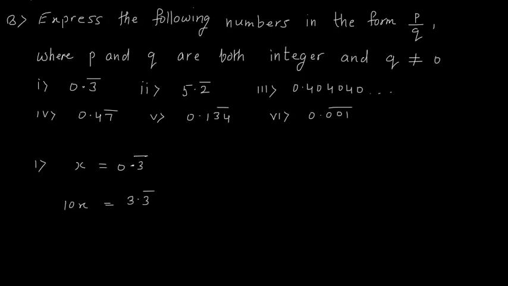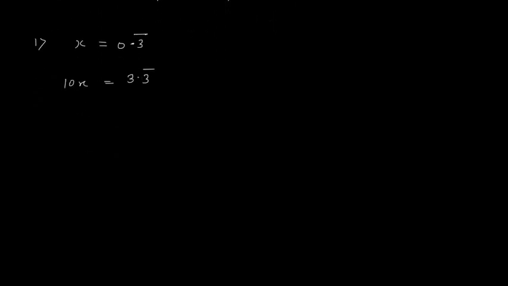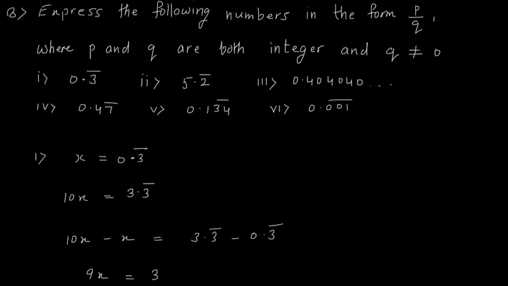Now 10x minus x, when we subtract from 10x, we subtract x. So here on right hand side, it is 3.3 bar minus 0.3 bar. 10x minus x is 9x. 3.3 bar minus 0.3 bar is 3. Therefore, I have x is equals to 3 upon 9. 3 upon 9 is 1 upon 3. So this is how we have converted 0.3 bar in the form of p upon q. This is our first problem.